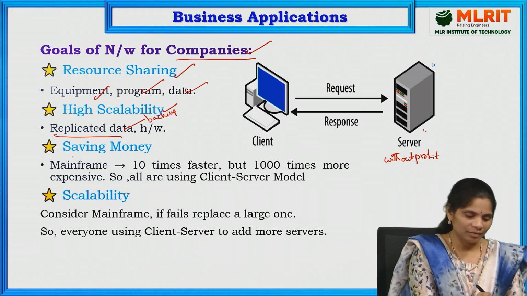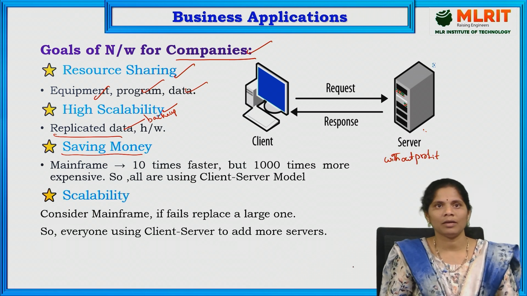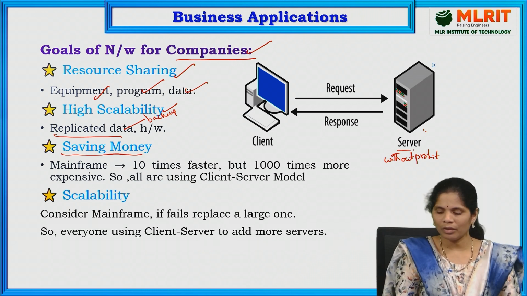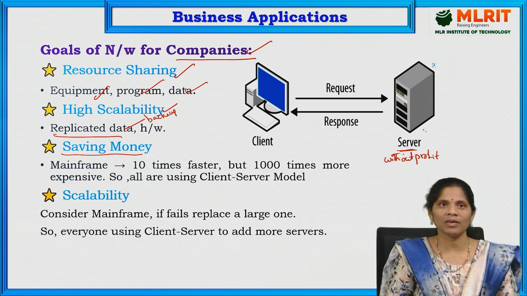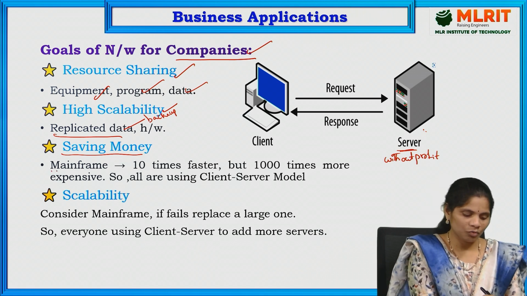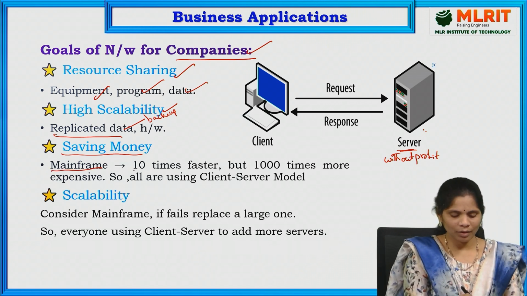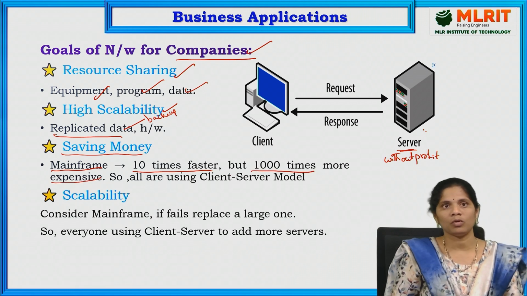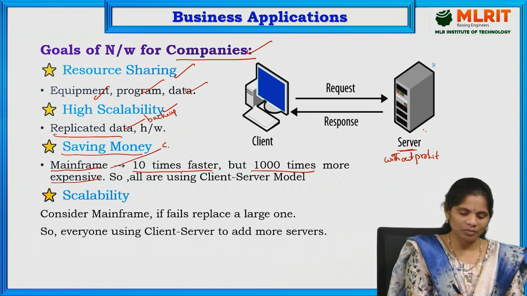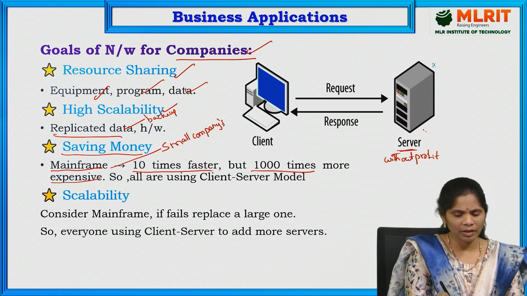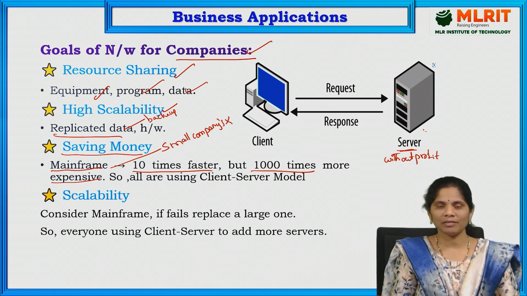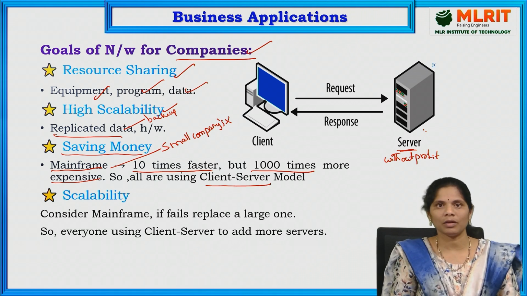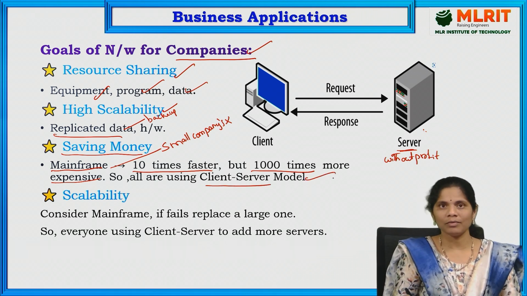And the next main goal is saving money. So the company's main goal is saving money. How to save money? Suppose they use mainframe computers, maybe they are 10 times faster but 1000 times more expensive also. Small companies don't need this much mainframe system. They need only a smaller system, that is client server models. We can use client server models for small companies.